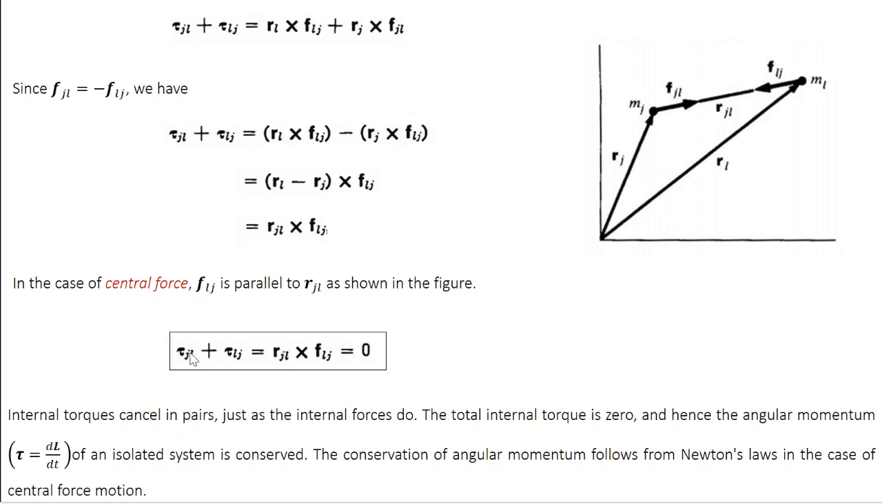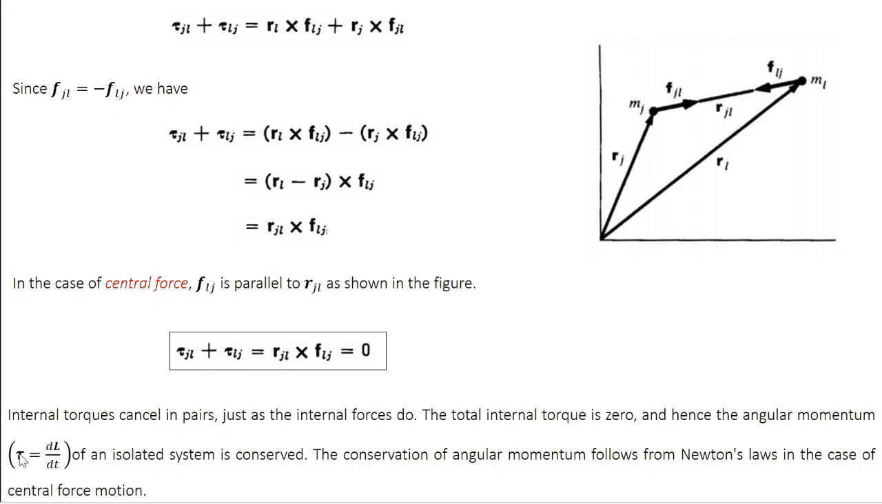So in the case of central force, the total torque acting between two particles J and L, tau_JL plus tau_LJ, equals 0. If you consider all the n particles, you can extrapolate the same thing. The torque always acts in pairs and all the internal torque cancels. So the net torque due to the internal interaction, or the net internal torque, is going to be 0.